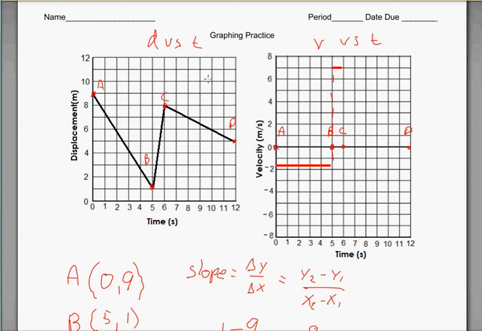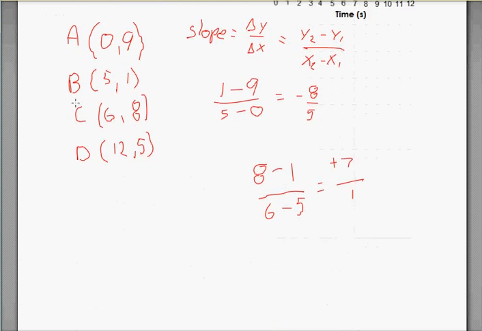Now we have to find our last slope, which is the one between C and D. So let's go down here and look at our C and D points. We're going to take D as our second point. So we're going to go 5 minus 8 divided by 12 minus 6. And that's going to give me negative 3 over 6, which equals negative 1/2. Okay, so this is the slope for C to D.